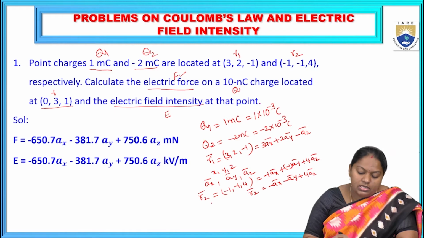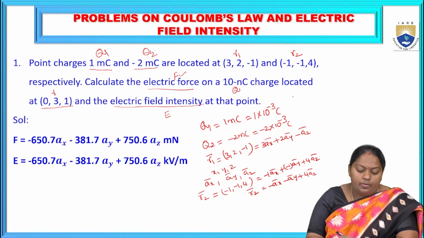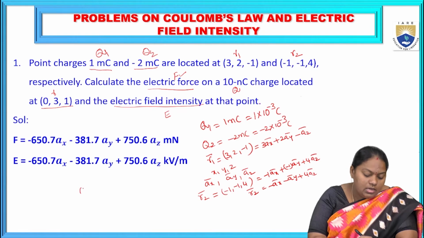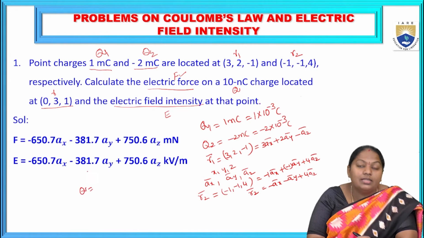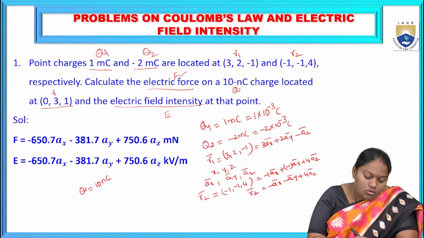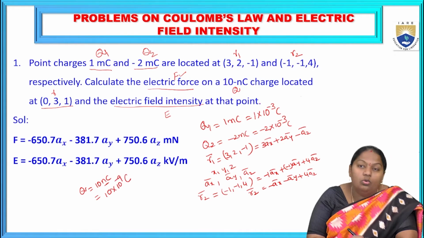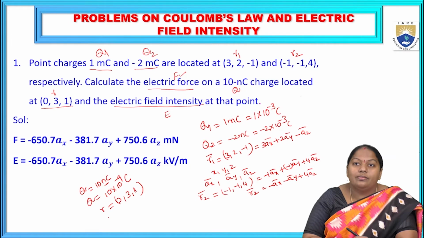And along with that, the charge which exerts the force, Q, is given as 10 nanocoulombs. Nano stands for 10 power minus 9 coulombs, right? And this particular charge is located at R, that is given as (0, 3, 1), right?